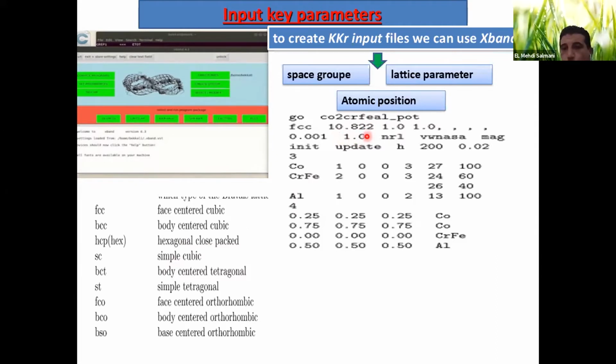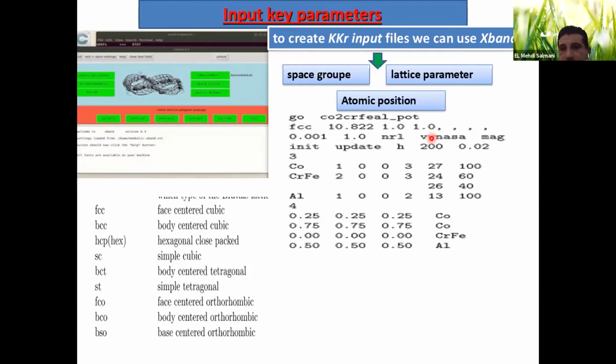We have also 1.0. 1.0 indicates the width of the energy contour. And after we have NRL, which indicates the relativistic effects. This parameter is very important. Why? Because simply in the case of rare earth doped materials, we should introduce the relativistic effects, or in the case of nanostructure, the relativistic effects are very important. After we have the WN ASA, which indicates the type of exchange correlations, LDA, local density approximation, or GGA. GGA is generalized gradient approximation.